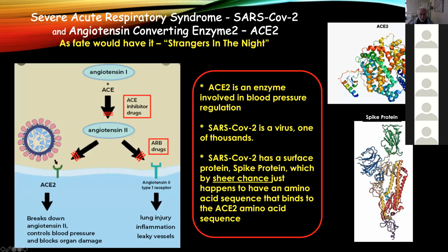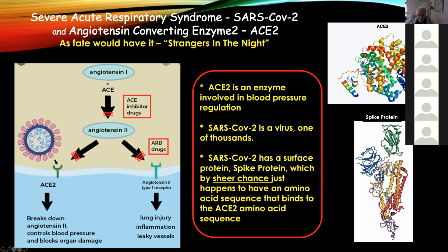What I want to say about this slide is in the center here, within the red circle, ACE2 is involved in blood pressure. SARS-CoV-2, the name of the virus, is one of thousands of different SARS-type viruses. It happens to have a surface protein called spike, which by sheer chance, sheer coincidence, just happens to have an amino acid sequence that binds to ACE2.